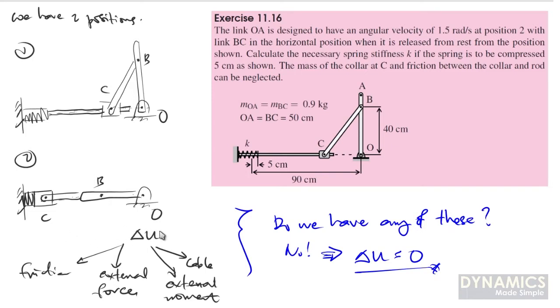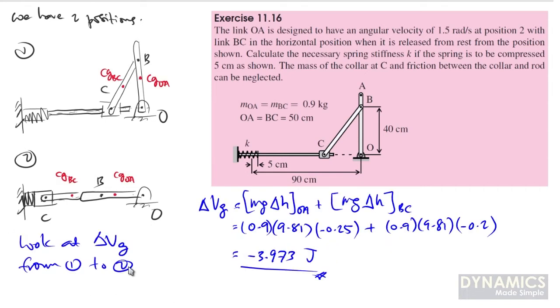We know delta U can come from friction, external force, external moment, or cable. And we ask ourselves, do we have any of these? If we don't see any external force or external moment anywhere, there's no force being applied through a cable, and no friction, then straight away we can say that our delta U is equal to 0. Then we move on to the next one.